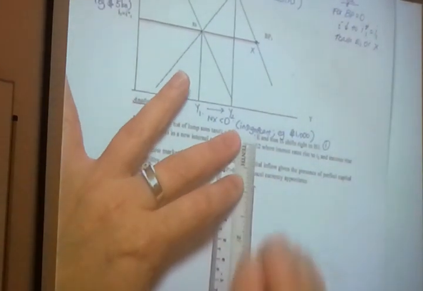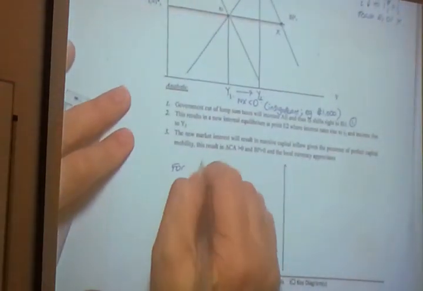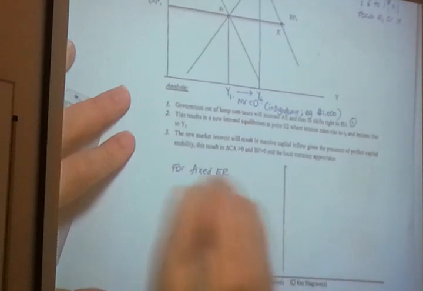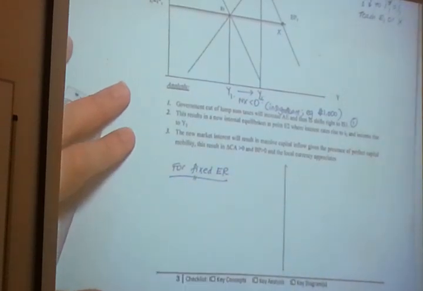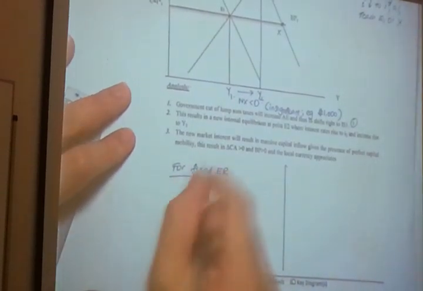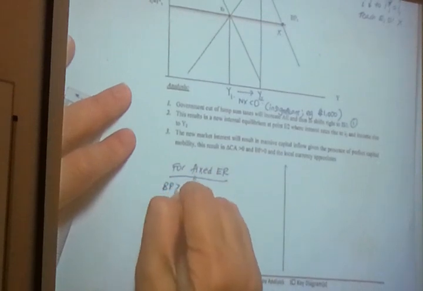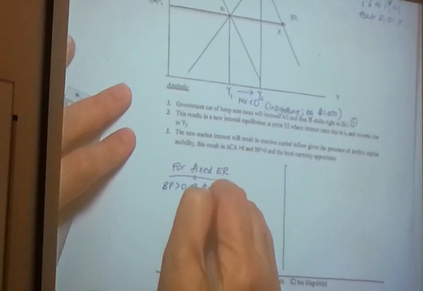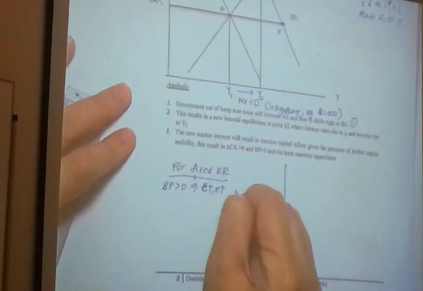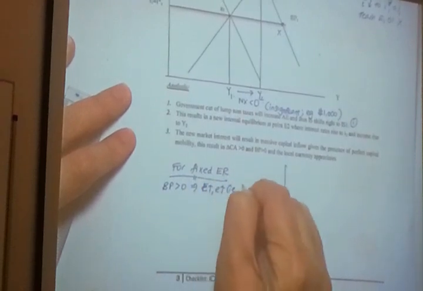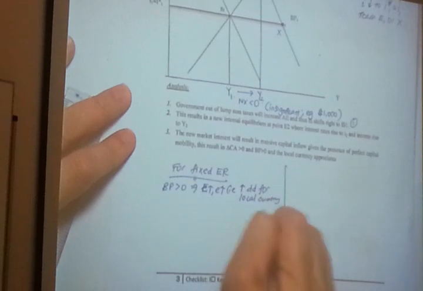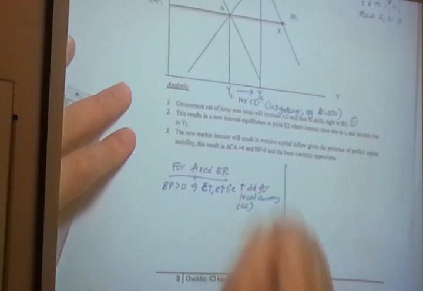Okay, it's typed out for you, but when I actually do my revision, I will always write out the analysis in point form. So the BP was a surplus. E goes up. It means there was an increase in demand for your local currency. Right? And I call it LC in short.